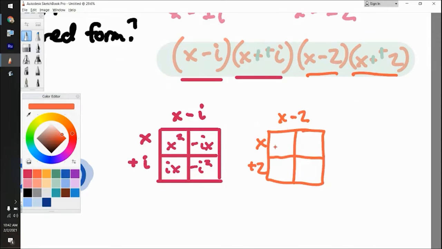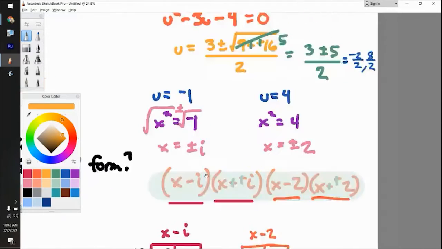Okay, not as straight as the other one, but that's okay. Negative 2x, 2x, and then negative 4. Okay, now if we simplified this out, this would cancel. This would be negative negative 1, which is just 1. This would cancel. So you're left with x squared plus 1 and x squared minus 4. Okay, but it still does not look like where we started.